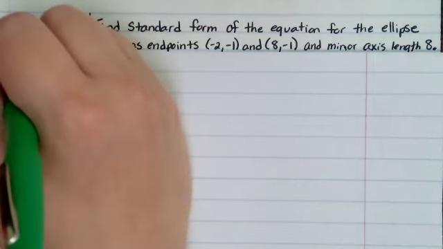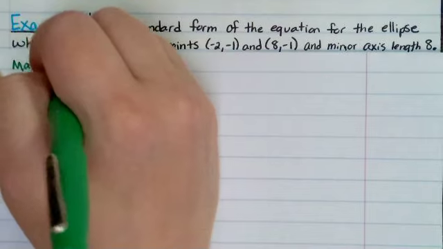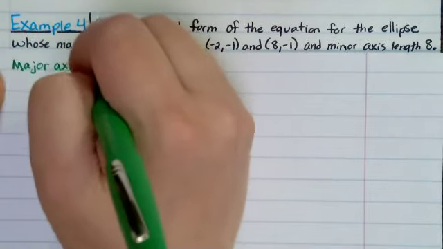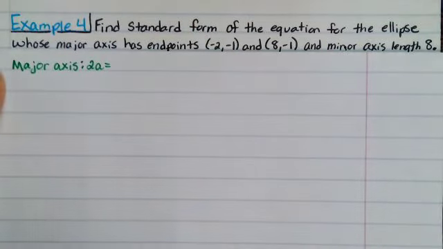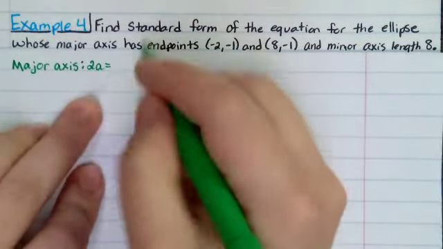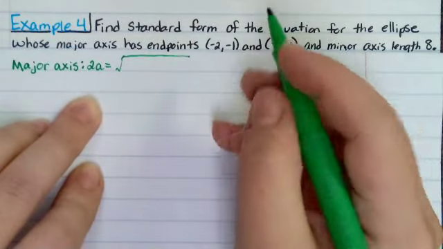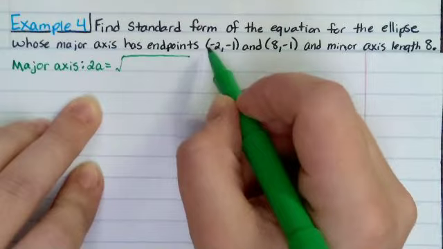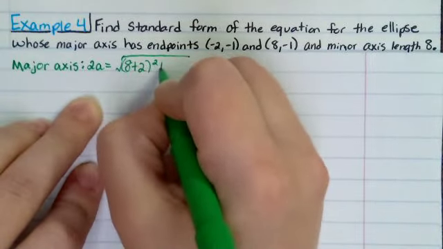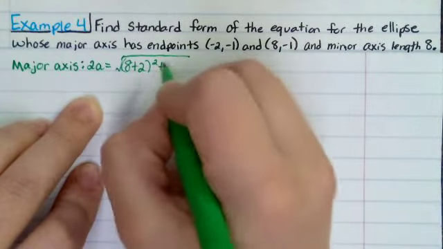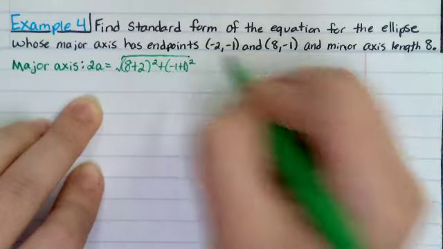I'm just going to show out the algebra for it because for some people this will help. But however you can get the length of your major axis, which we know is 2a, that's fine. I'm going to use the distance formula. That's what I'm going to show out. And that would be taking 8 minus a negative 2, which makes plus 2, squared, and then negative 1 minus a negative 1, which makes plus 1, and then square that.